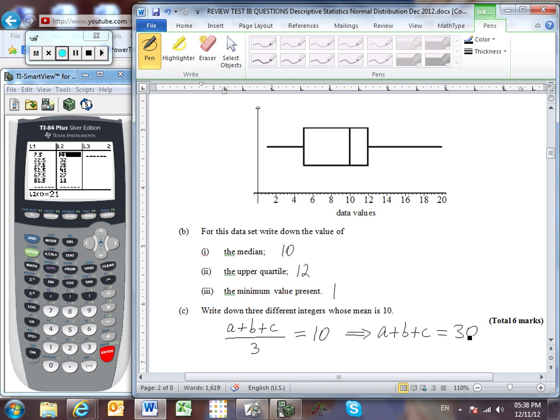Now there's lots of possibilities here. You just got to choose any 3 numbers that are different from one another that add up to 30. For example, you could have, say, 23, 4, and 3. That would be one set of 3 numbers. There is, in fact, tons and tons of different answers here. As long as your 3 numbers are different and add to 30, you have found a valid solution.